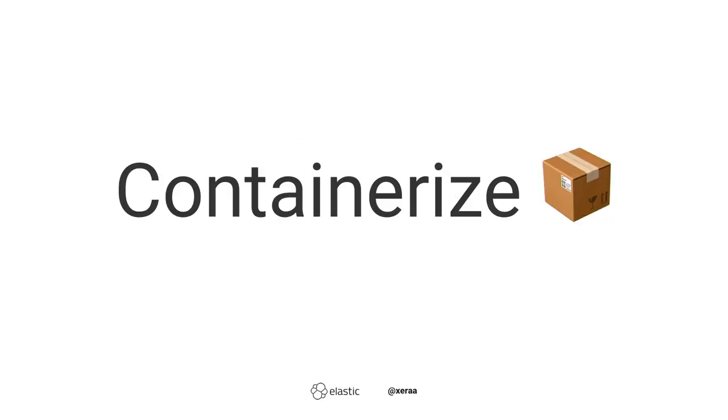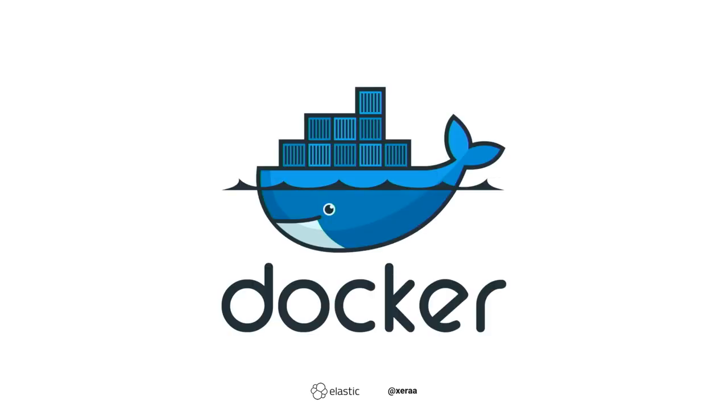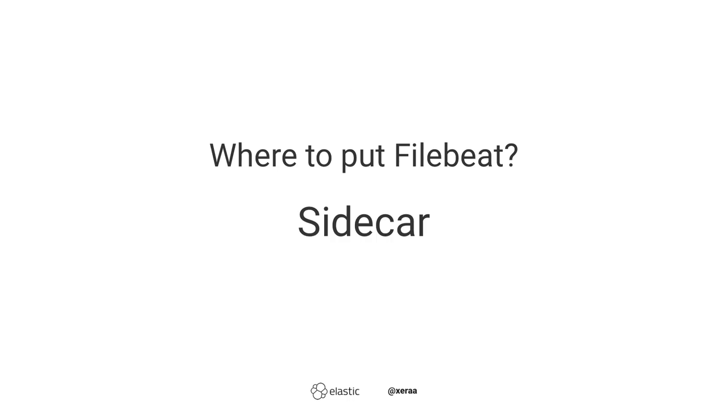Next up, maybe you want to throw your application into a container. And, well, that's pretty much the same. I assume everybody is using Docker here, right? Because we also mostly integrate into Docker very nicely. So, where do you put Filebeat? Generally in a sidecar. So you have one Filebeat instance running, and that can get the logs of everything else.